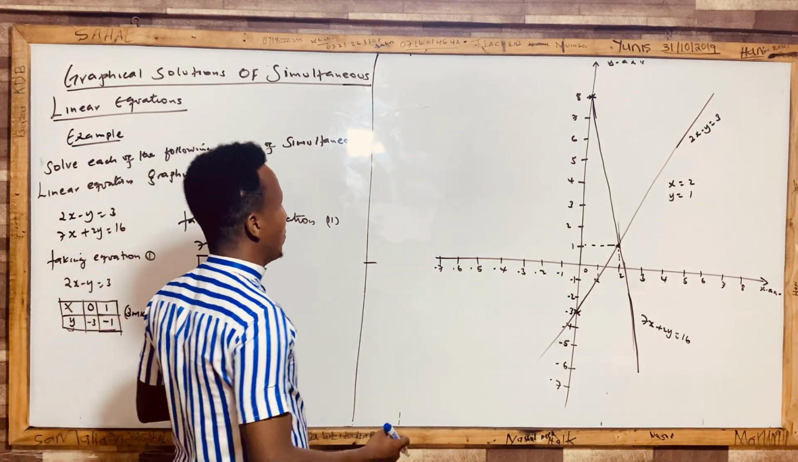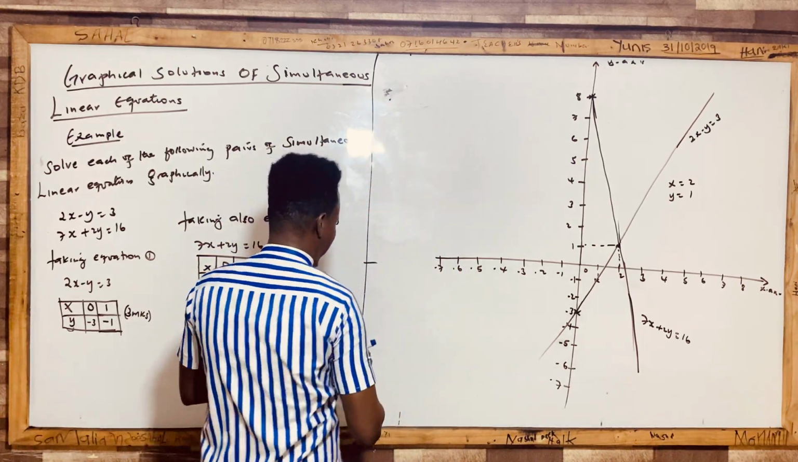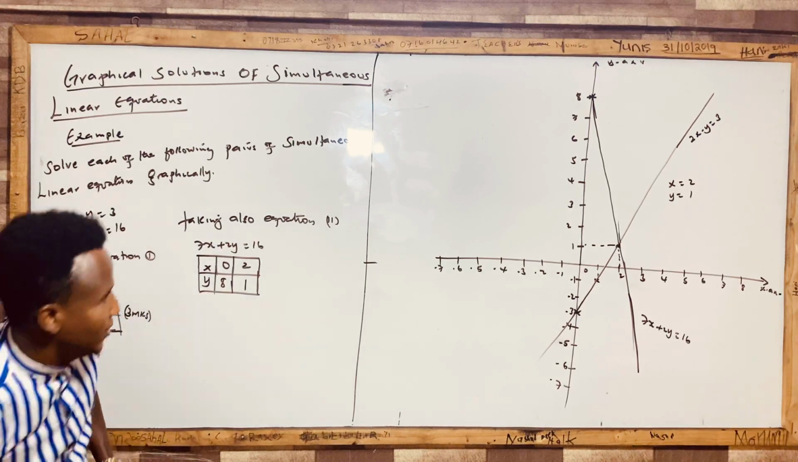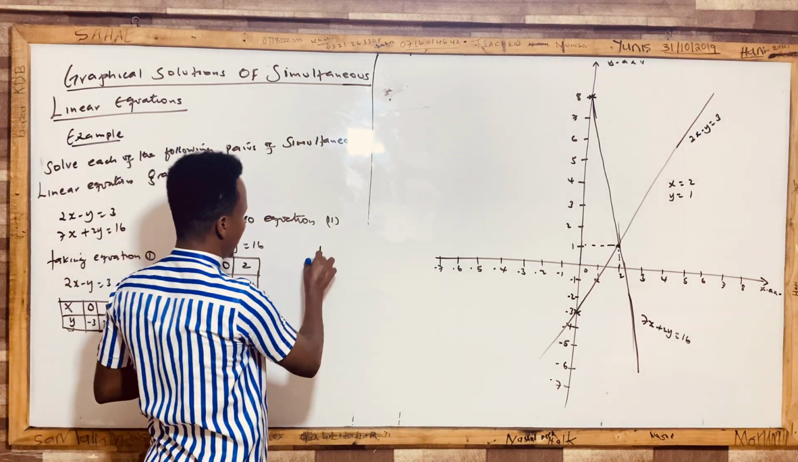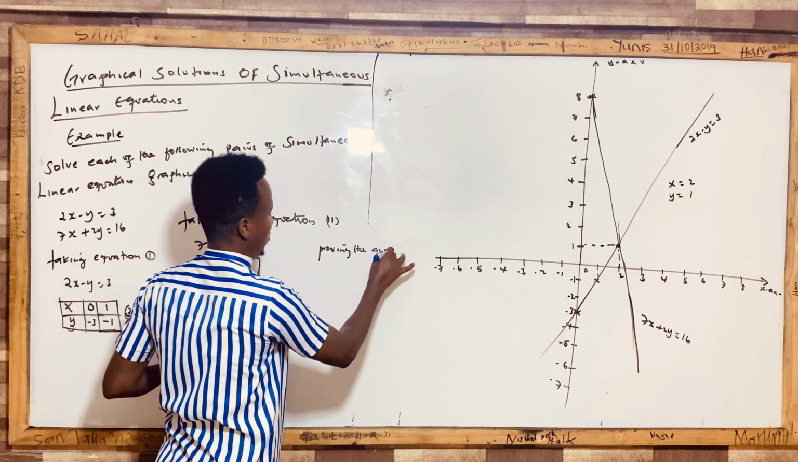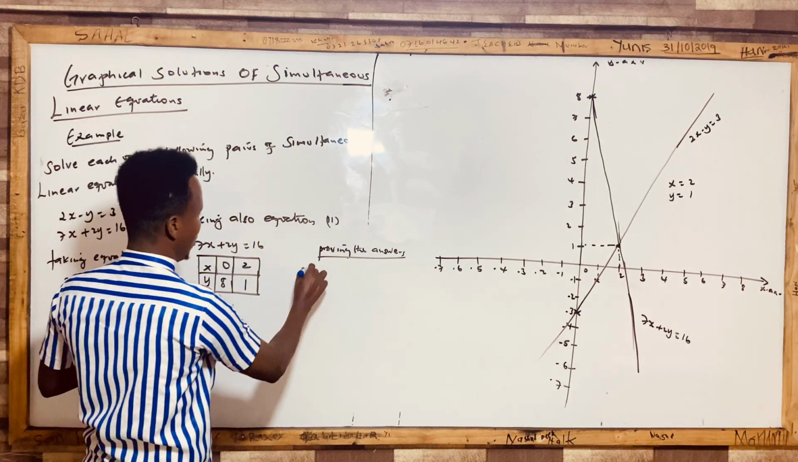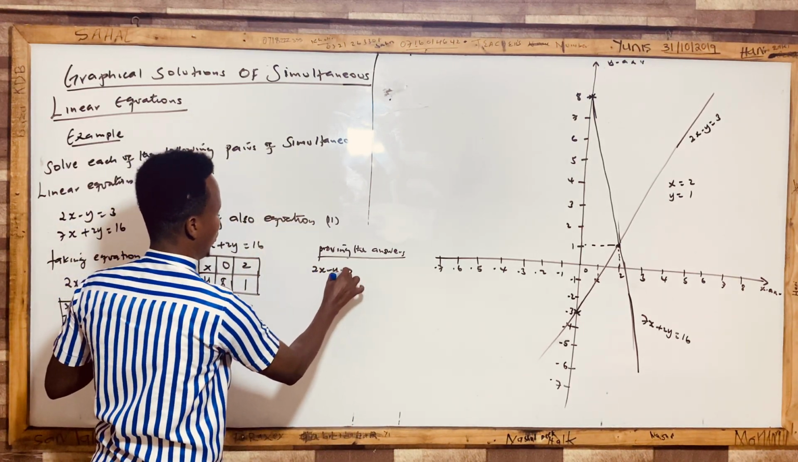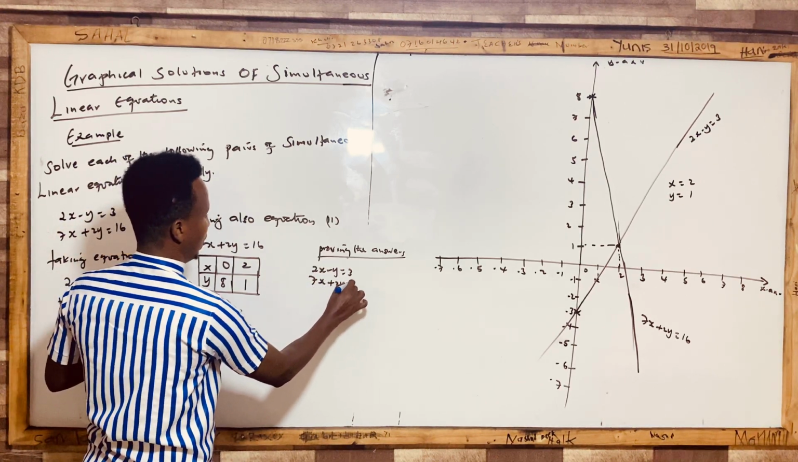Let me confirm. Let me prove their answers. Look here. Proving answers. How? Check the two equations. I have 2x minus y is equal to 3. I also have 7x plus 2y is equal to 16.